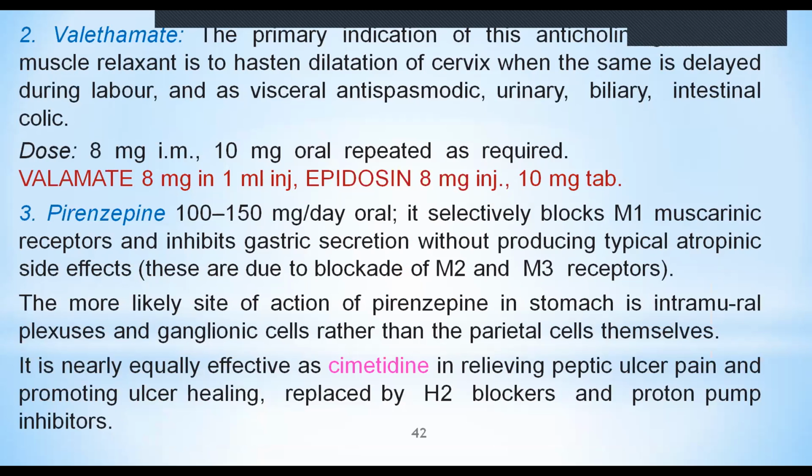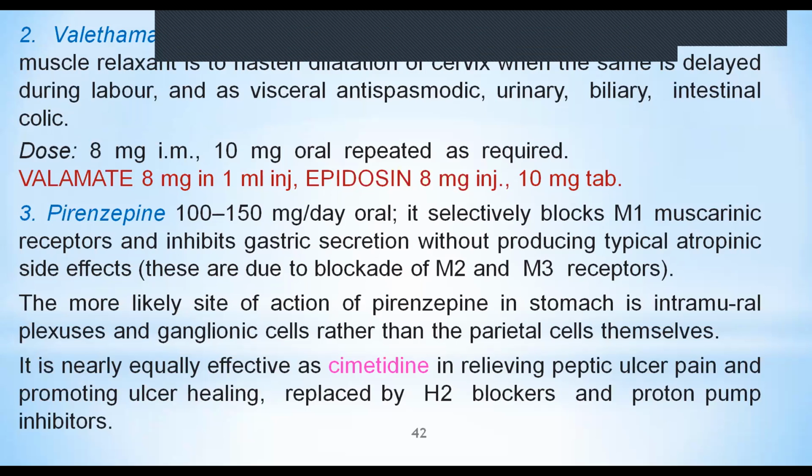And valethamate. The primary indication of this agent, a smooth muscle relaxant, is to hasten dilatation of the cervix when it is delayed during labor. This is a very commonly used drug in veterinary practice, and as a visceral antispasmodic in urinary, biliary and intestinal colic this drug can be used. The dose is 8 milligram IM, 10 milligram oral, repeated as and when required.